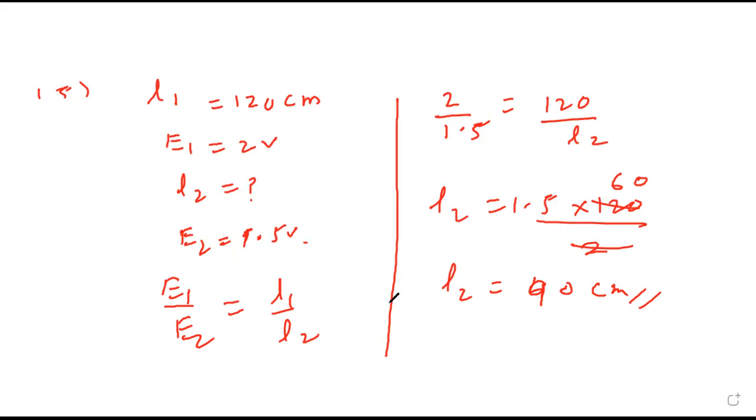Done, no? Yes, next, see, sum number 16, that is oral. Which device is used for finding internal resistance of cell? Potentiometer is used to find internal resistance.